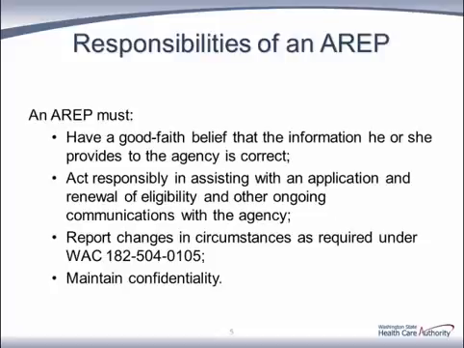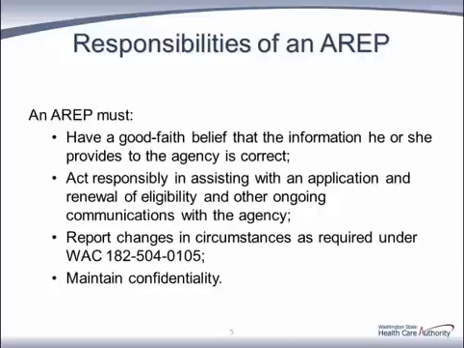A client can designate any individual or organization they choose to be an AREP. An organization can never designate themselves as an AREP. When an organization is acting as an AREP, they should have a pretty good idea of whether or not the client is accurately reporting their income and other relevant information.